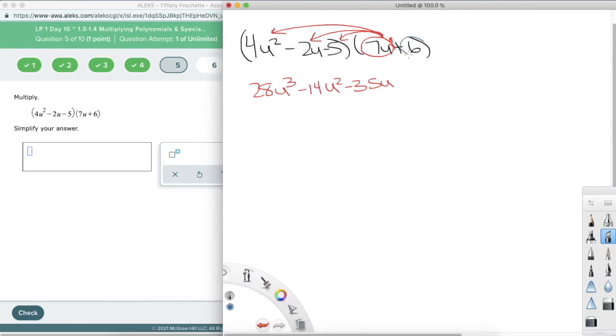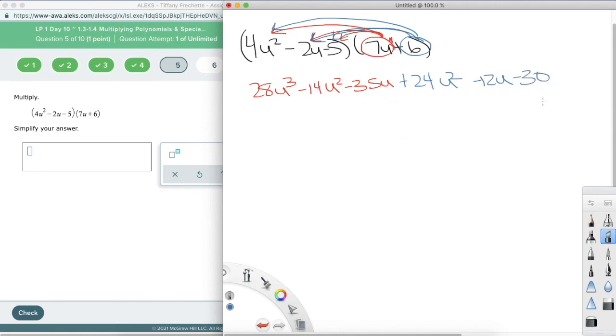So I'm going to take this 6 and I'm going to do the same thing. So I'm going to go over to the beginning and I'm going to start, for whatever reason I like that idea of starting at the beginning. You could start with a negative 5 also. It's just a preference thing, I think, for me. So 6 times 4u squared, so that's 24, and u squared, because there is nothing else to combine that with. And then we have 6 times negative 2u, so negative 12u. And then 6 times negative 5 is negative 30.